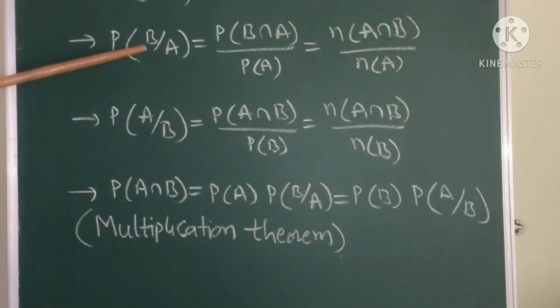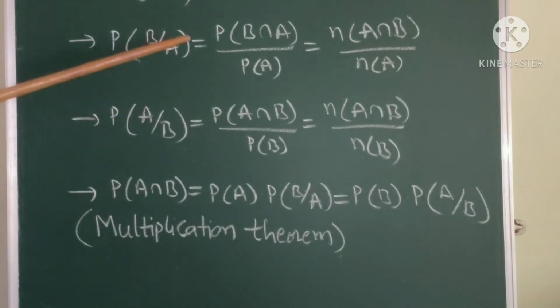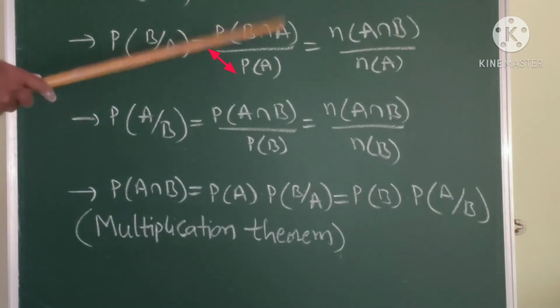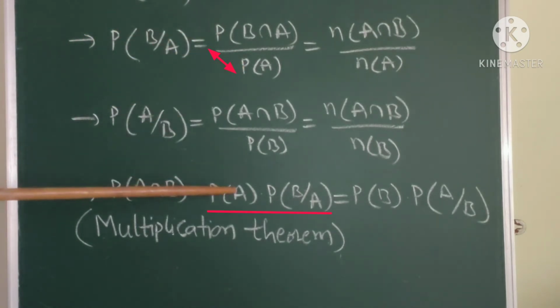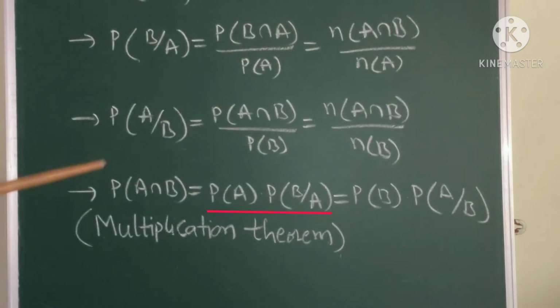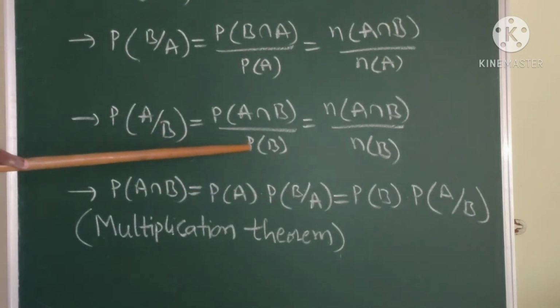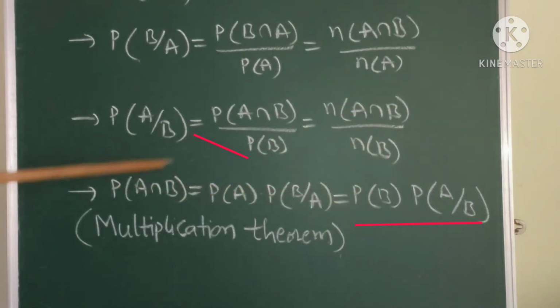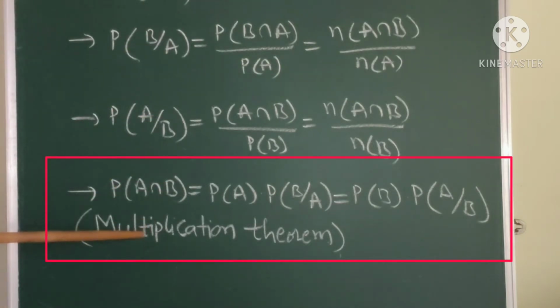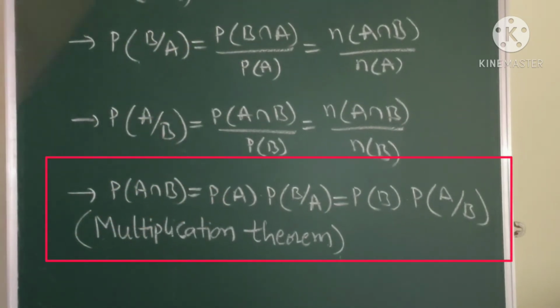Now by using these two formulae, by cross multiplication we get P of B intersection A is equal to P of A into P of B by A. Similarly, here also P of B into P of A by B, and this is nothing but P of A intersection B. This is called the multiplication theorem on probability.